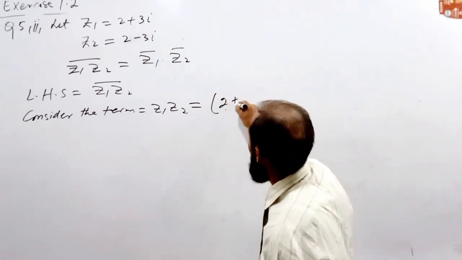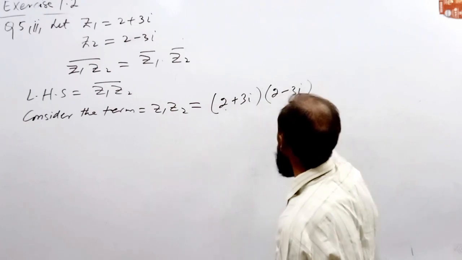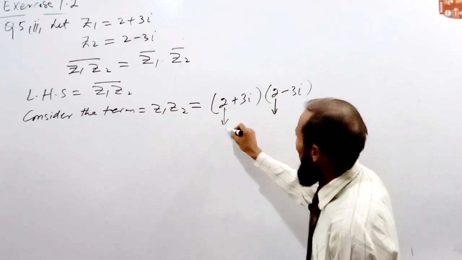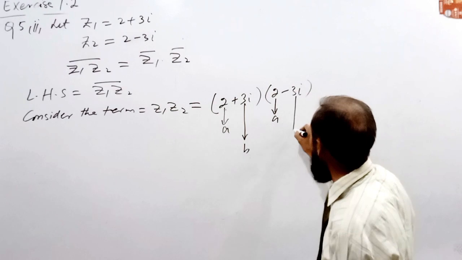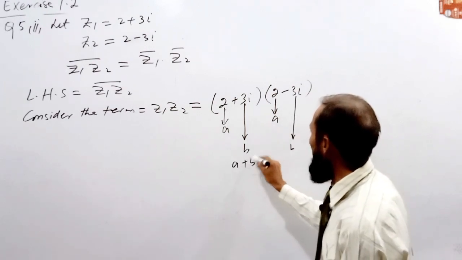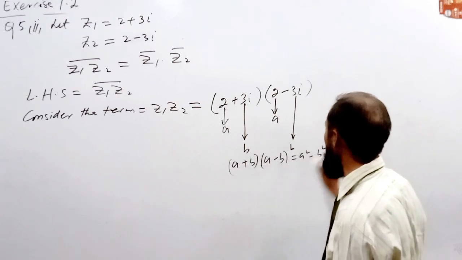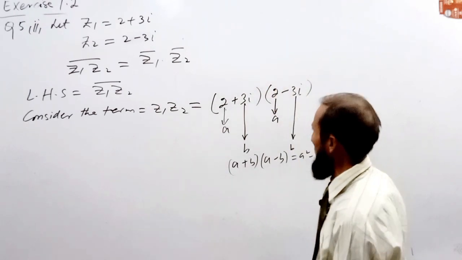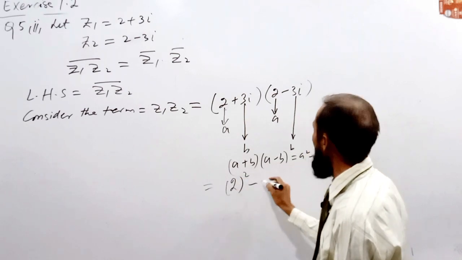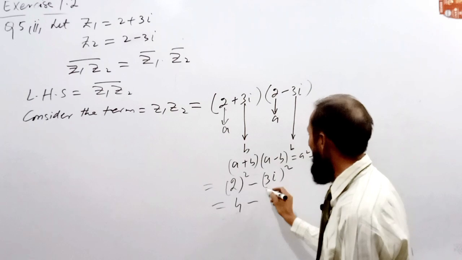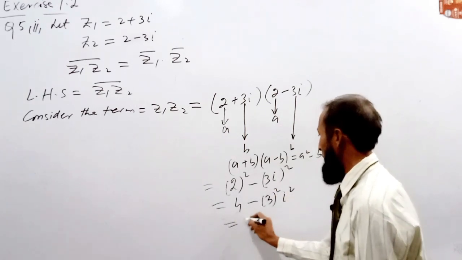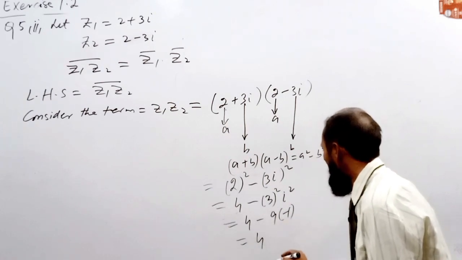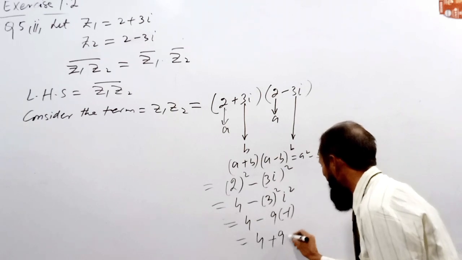Now substitute the values: 2 plus 3 iota into 2 minus 3 iota. Now look here, we can directly use the formula (a plus b)(a minus b), because the a terms are the same, and similarly the b terms are the same. That means we can use (a plus b)(a minus b) is equal to a square minus b square. If this formula is not remembered, we can also use another method, multiplying each term. So here we use the formula: 2 square minus (3 iota) whole square. So the result is 4 minus 3 square into iota square. Iota square is minus 1 and 3 square is 9, so the result is 4 plus 9.